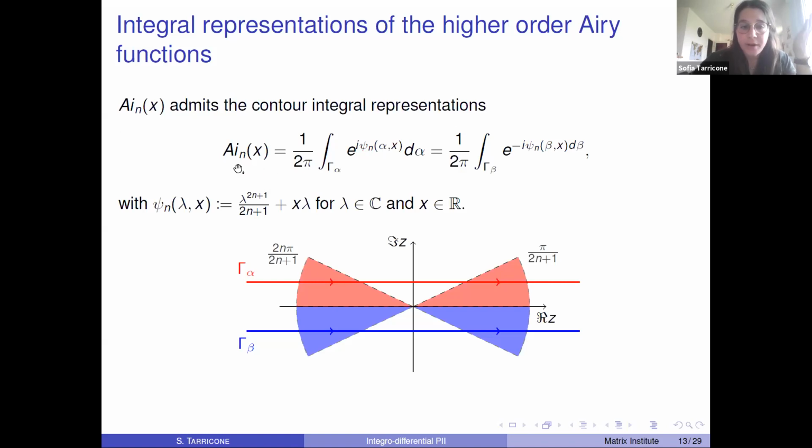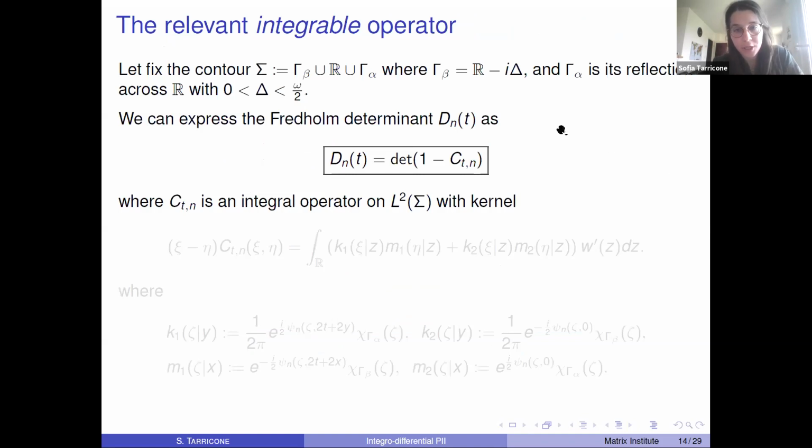So this means that for every n, you can write down your nth Airy function in these 2 ways, where you see, well, Cn is just a polynomial that is written here. And gamma alpha and gamma beta are some arbitrary curves in the upper complex plane and in the lower complex plane. And you just have to require that their asymptotic behavior stays respectively in this red zone and in this blue zone. So for example, if you take these 2 parallel lines to the real line that are contained in the red zone and in the blue zone, that's okay.